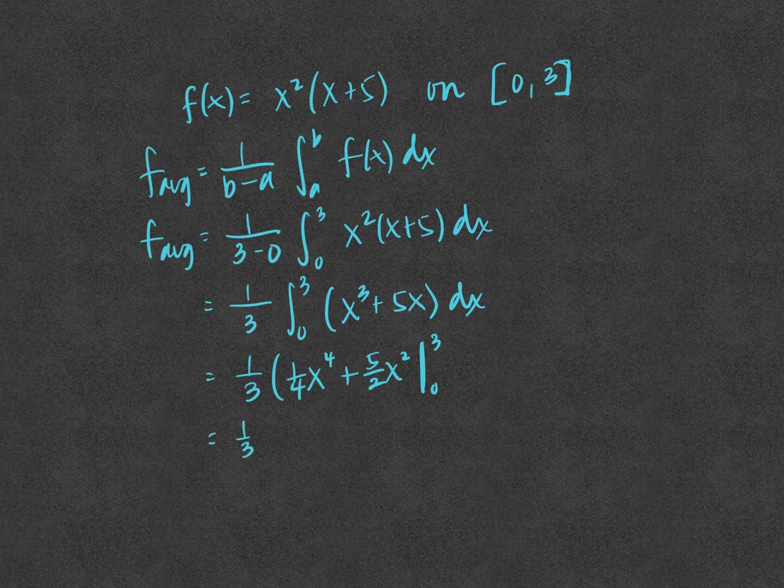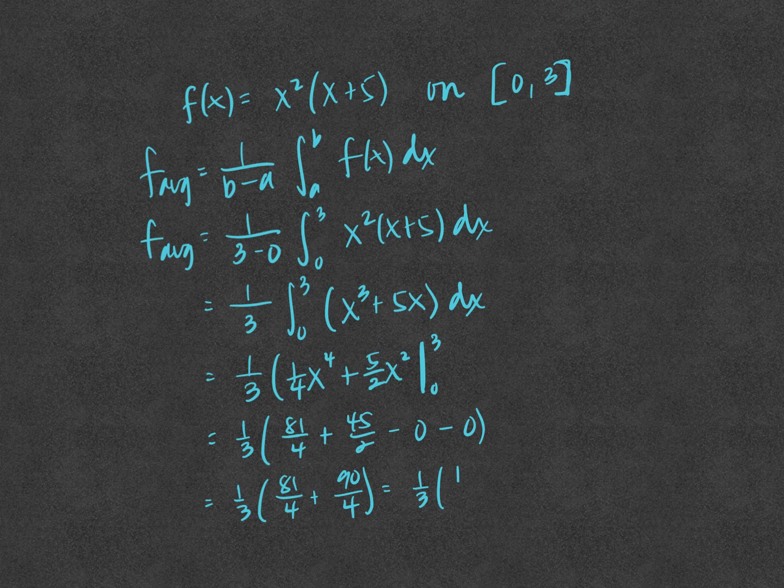So we have 1/3 times 3 to the fourth is 81 over 4, plus 3 squared is 9 times 5 is 45 over 2 minus 0 minus 0. So we have 1/3 times 81 over 4, plus we need a common denominator of 4, so this will be 90. So we have 1/3 times 171 over 4. That's not going to cancel, so we're going to have 171 over 12. That's what happens when I make up these beautiful problems. They're not always beautiful.